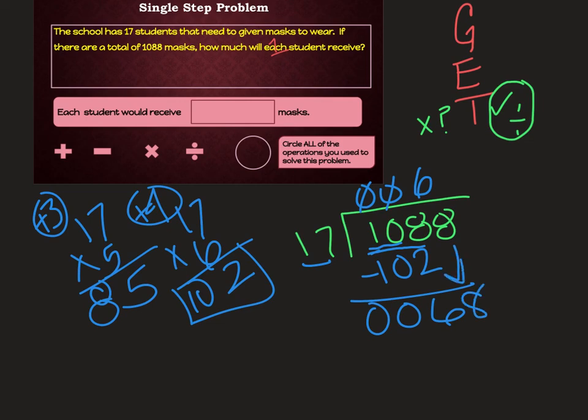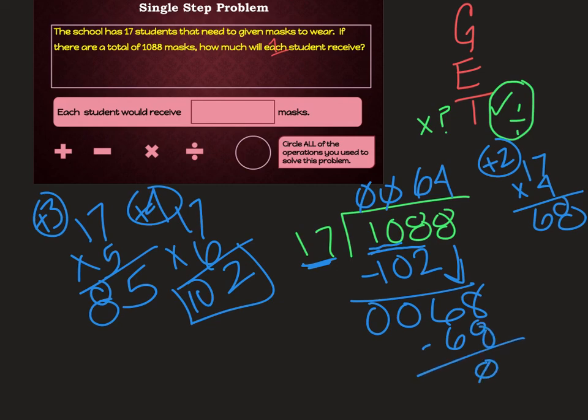How many groups of 17 are in 68? Well, I did 5, and 5 was too much. It was 85. So let's try 4. 17 times 4. 7 times 4 is 28. 4 times 1 is 4, plus 2 is 6. Perfect. 4 times 17 is 68. And I subtract, and I have no remainder, obviously, because I'm dealing with an equal amount. So I have 64. So each student would receive 64 masks. Perfect.